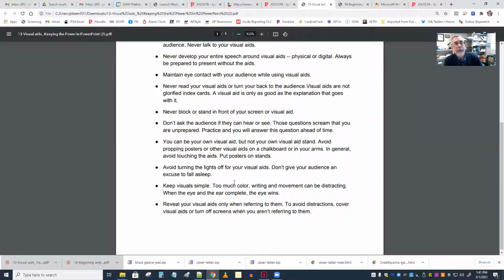Avoid turning off the lights. Yes, keep them simple. Too much color, writing, or movement is distracting. And there's a rule, which is not listed here, which is called the 60-30-10 rule. 60% of your text on your presentation, on a poster, for instance, should be in one color, the main color, then no more than 30% in the secondary color, and no more than 10% in the third color. And then probably only 3 colors is all you're going to want.